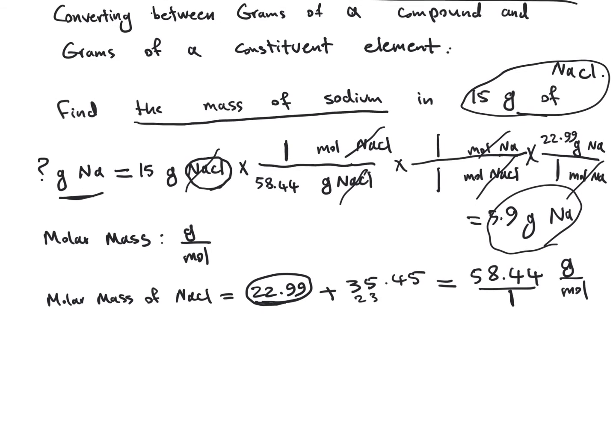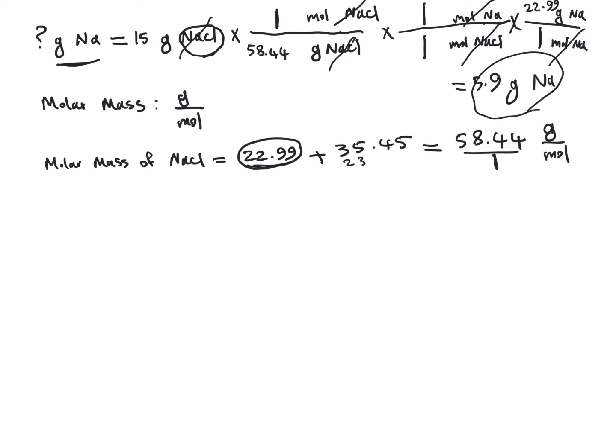Okay. And then your book gives basically a solution map. So what we wrote, you have grams of sodium chloride, you convert it to moles of sodium chloride. And you can convert the moles of sodium chloride to moles of sodium, and then with molar mass, you can convert moles of sodium to grams of sodium.